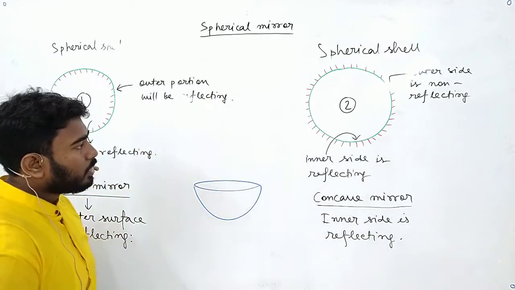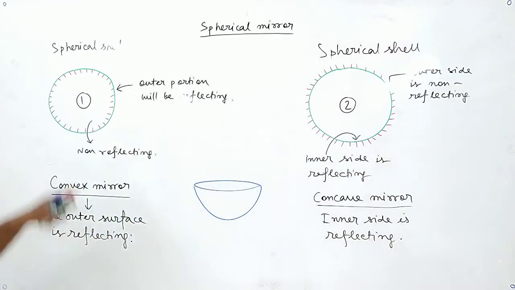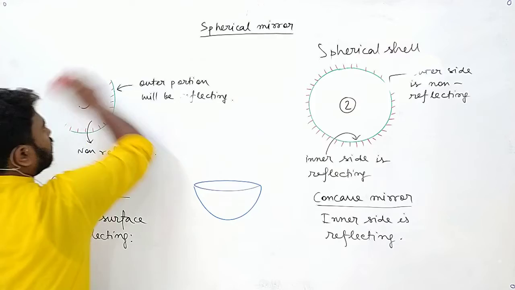Now we will work with any one type of mirror. Okay, suppose we will work with this kind of spherical shell. Have all of you written this one? Okay, let me erase it.